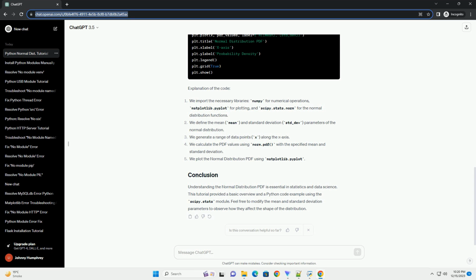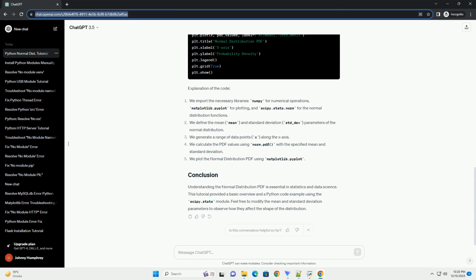Now, let's implement the normal distribution PDF in Python using the scipy.stats module. In this example, run the script, and you should see a plot of the standard normal distribution PDF.